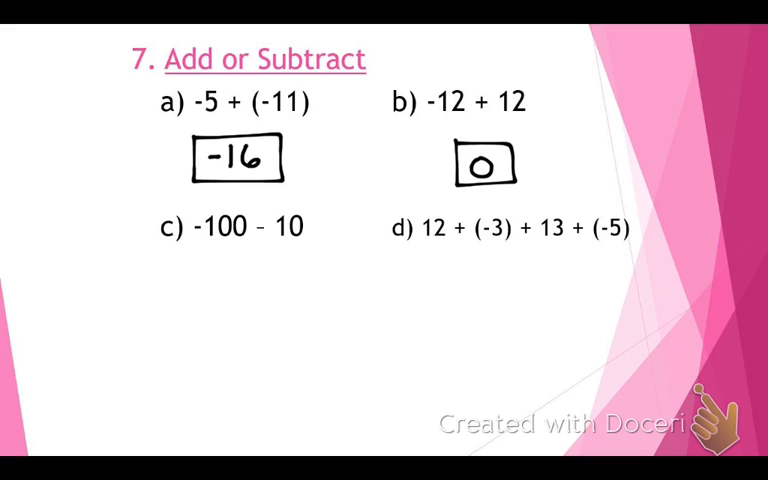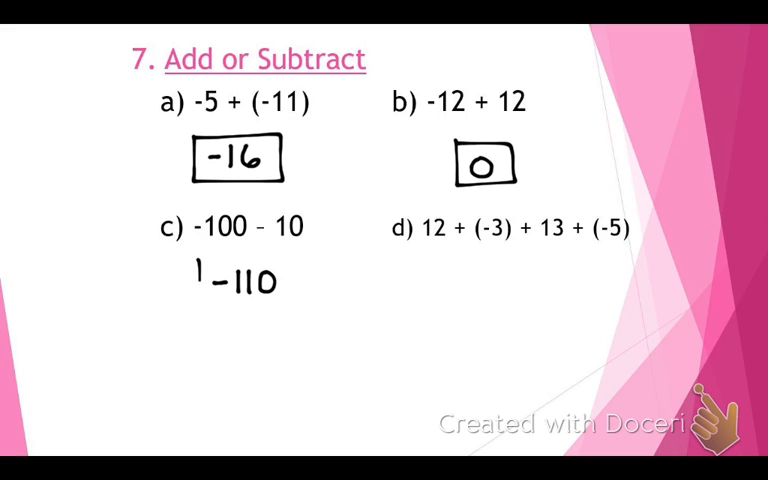Alex, negative 110 minus 10. Is this the same sign or a different sign? Same sign, because every number has a sign and that sign is directly in front of that number. So they're both negative. Same sign, add the numbers, keep the sign. What'd you get?